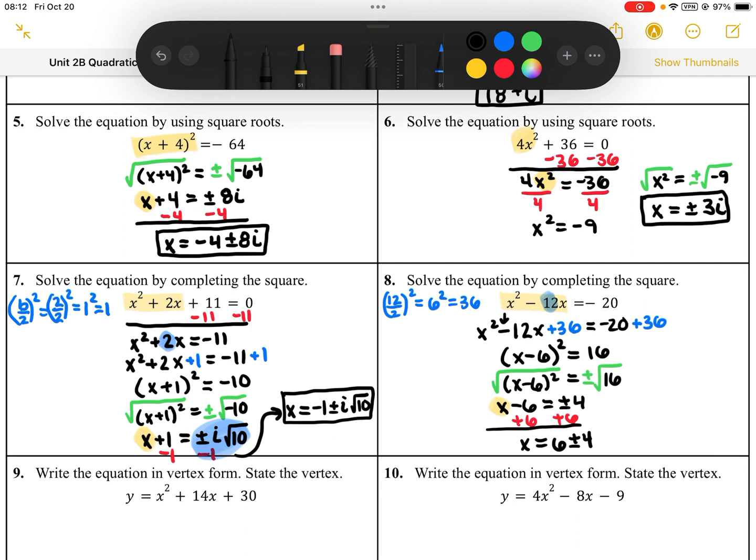Now, 6 plus or minus 4 can be simplified because I have no imaginary numbers or no radicals left. So I'm going to set up my two cases. First case with addition, so 6 plus 4. Second case with subtraction, 6 minus 4. So first case, 6 plus 4 is 10. So that's my first solution. Second case, 6 minus 4 is 2. So my two solutions are 10 and 2.